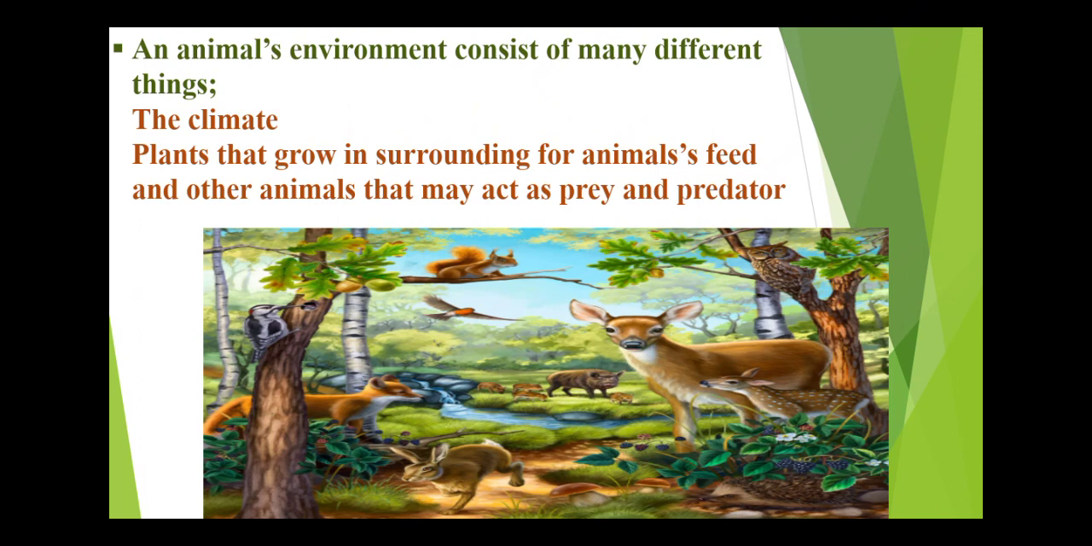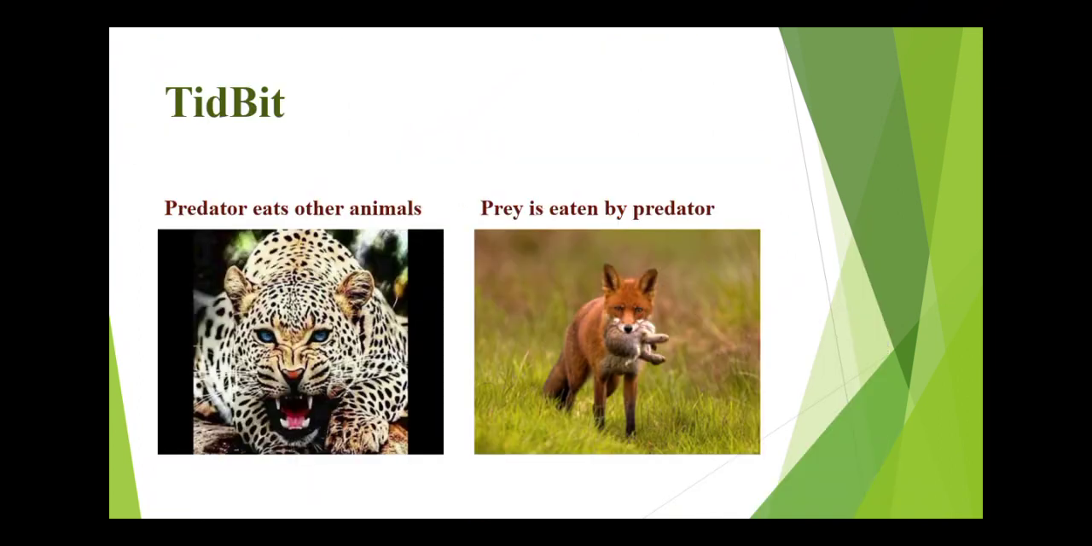An animal's environment consists of many different things. First, the climate in which the animal lives, plants that grow in the surroundings for animals to feed on, and other animals that may act as prey and predators. Something interesting: what are predators and what is prey? Predators are those animals which eat other animals. And what is prey? Prey is eaten by predators.